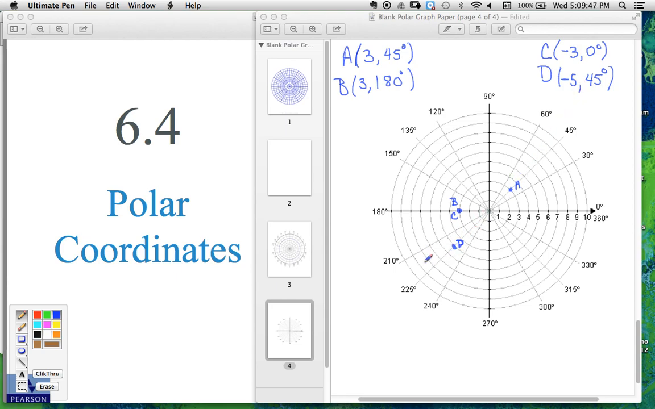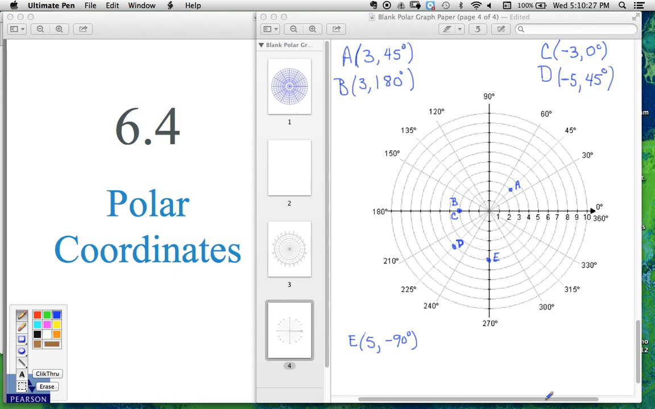There you go. All right, and then how about if I had a negative angle? So let's say I have 5 at negative 90 degrees. So my radius is positive, but my angle is negative. Negative angles are just measured clockwise. So instead of going this way around the circle, I'm going this way, 90 degrees. And then I have a positive 5 radius, so I'll go out along that line 5 spaces. All right, so that is how it works.